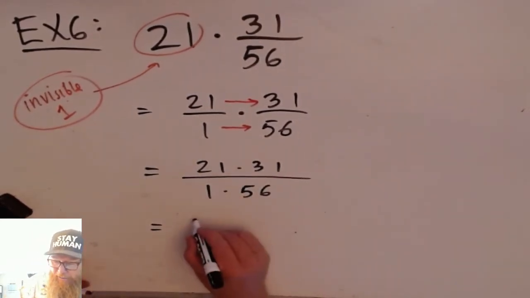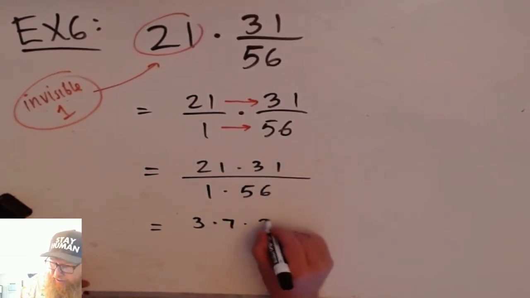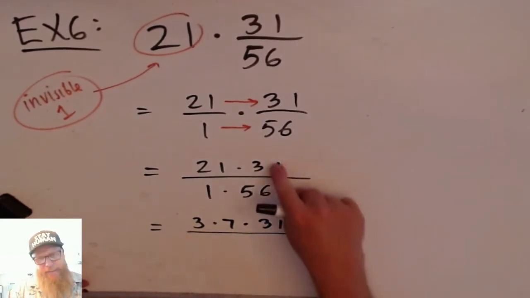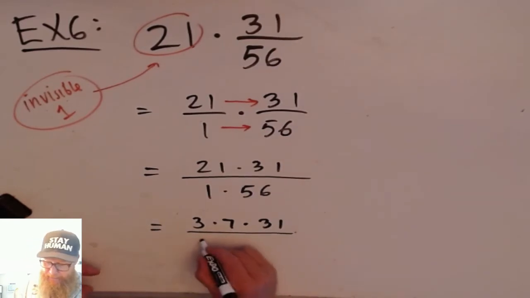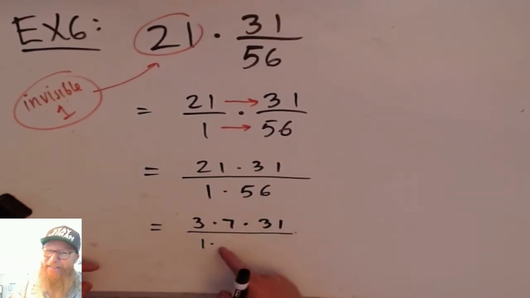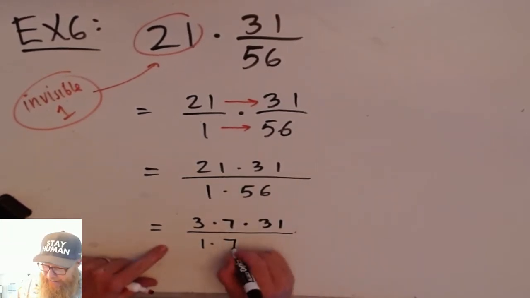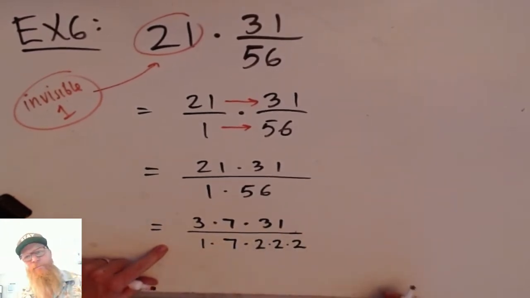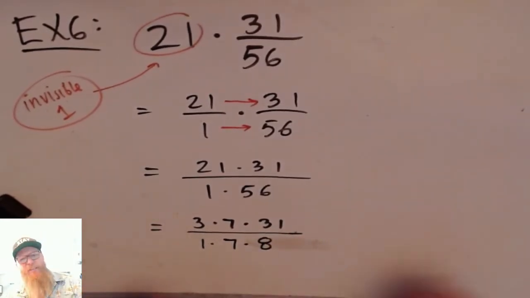Now you want to use prime factorization. So 21 becomes 3 times 7. 31 is already prime, so you can't break up 31 anymore. There's a 1 in the denominator. You really don't need to put it, but I did anyway. 56 is 7 times 2 times 2 times 2. Or if you prefer, in this problem, you can just put 7 times 8.